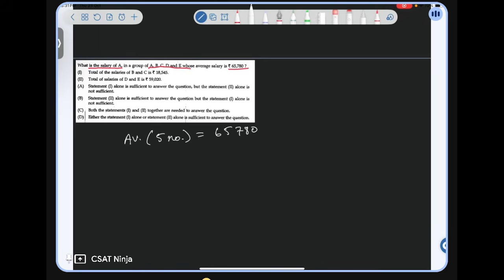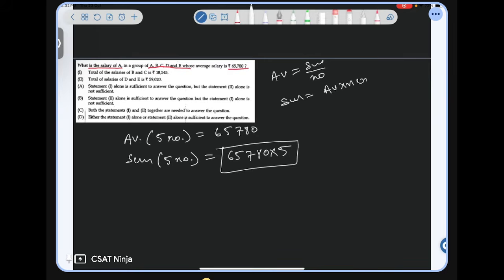65780. If I want to find the sum of all these salaries, the sum of the 5 salaries is how much? Average is nothing but sum divided by number of people. Sum is nothing but average into the number of people. So I'll write 65780 into how many people? 5 people. By this I can find the sum. That's number 1. But remember, this is A plus B plus C plus D plus E. All these people's salary is this sum.